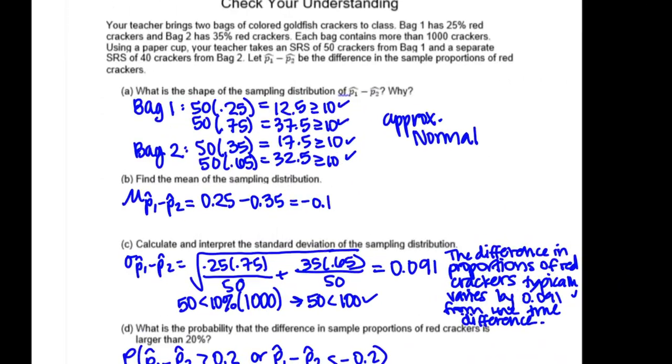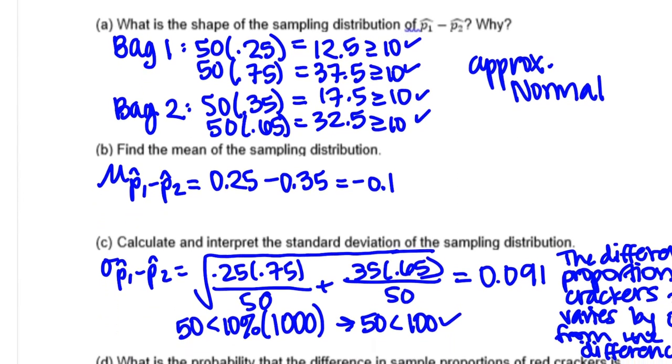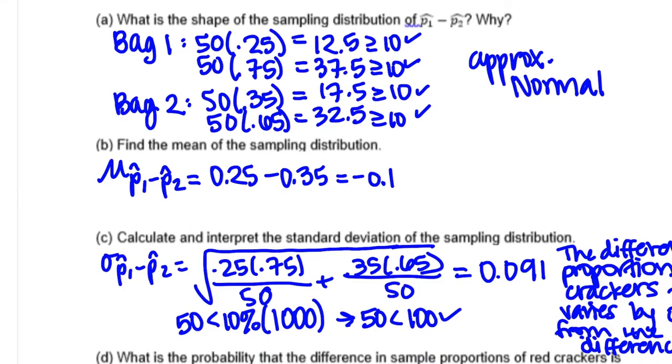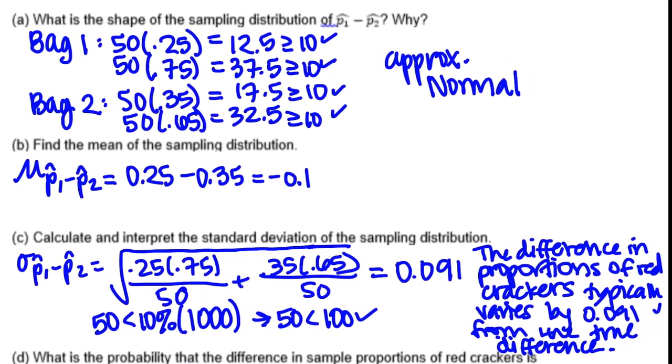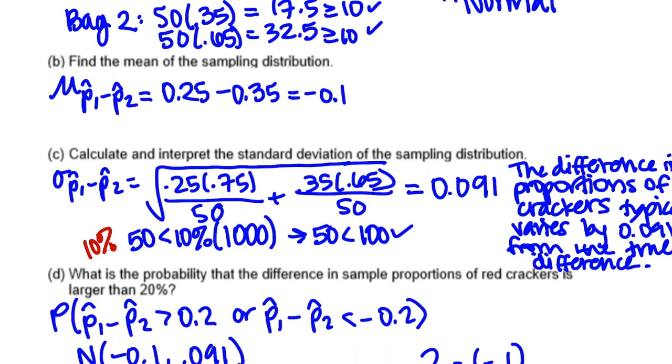All right, so hopefully you were able to get some of this. The shape, we have to check both. I just like to label them separately, bag 1, bag 2, so that I can see each one checked and know I did both. Otherwise, it's a lot to remember. The mean, this formula, mu of p hat 1 minus p hat 2 is equal to p1 minus p2. Then the standard deviation is this formula. Just plug everything in. To interpret it, remember, it's the typical variation from the mean. And then I checked the 10% condition here to use the standard deviation formula still.